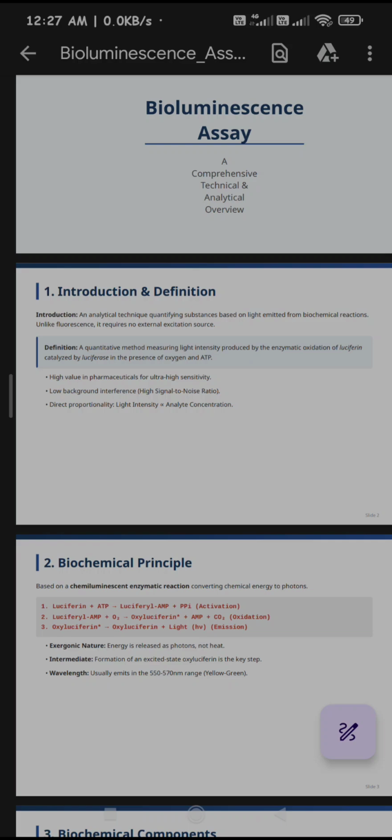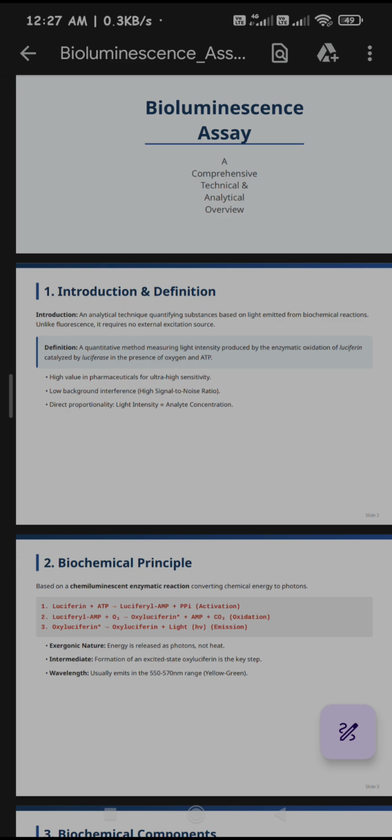Today we are going to see a very interesting topic in pharmaceutical analysis called bioluminescence assay. Before starting, just imagine this. Scientists are able to measure the contamination and biological substances using light produced by living organisms. Yes, light is used as a measuring tool in this technique. Let us understand step by step.